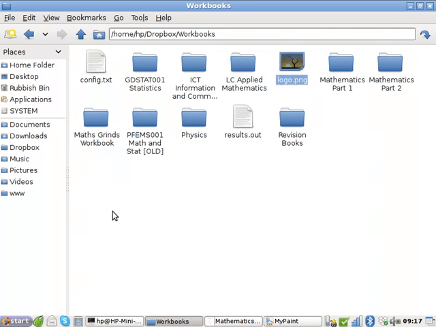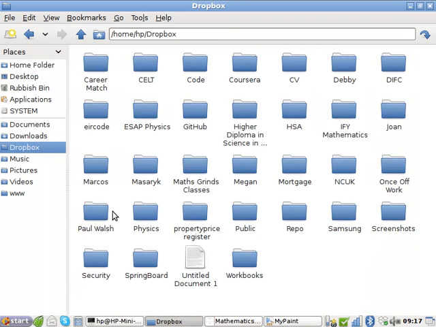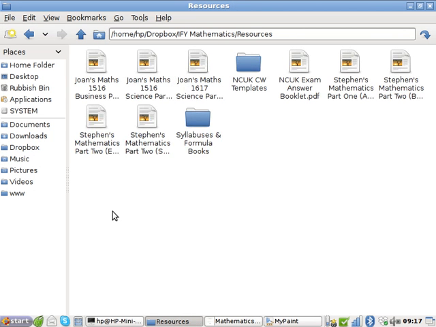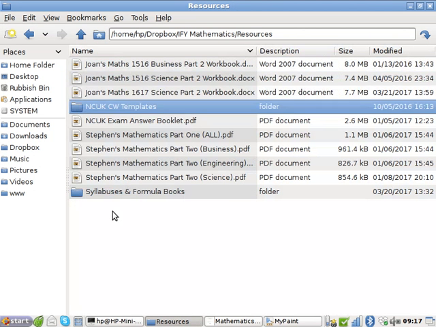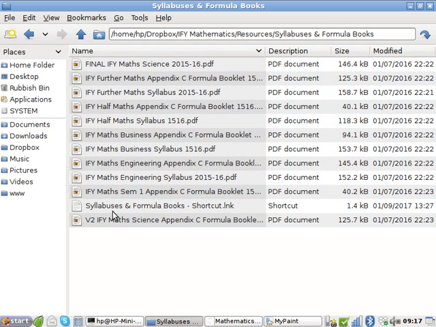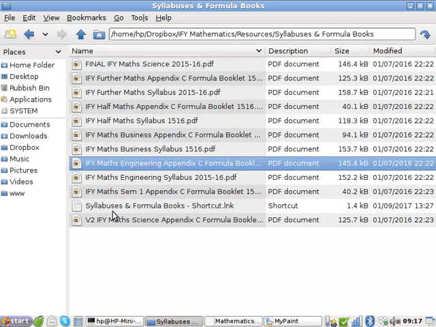Where's my formula books gone? Resources. Syllabus and formula books. Engineering's formula book.